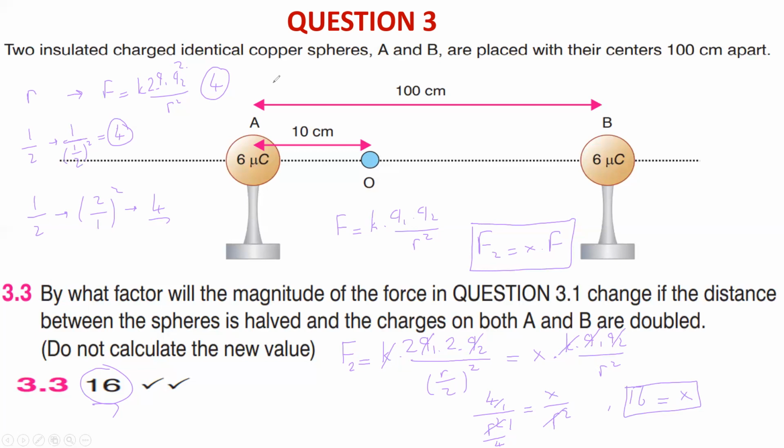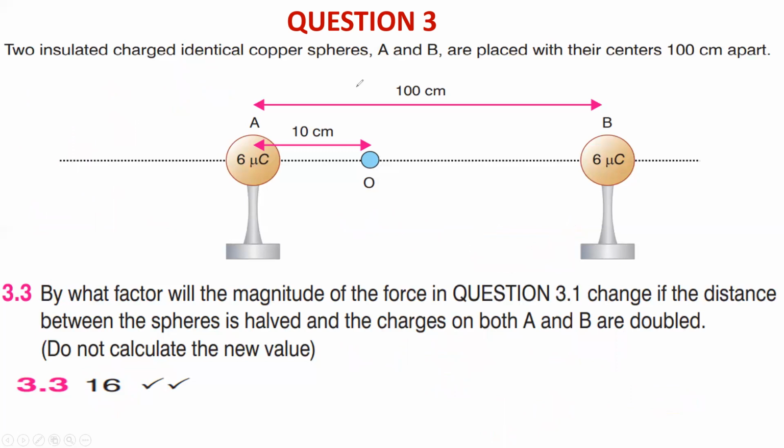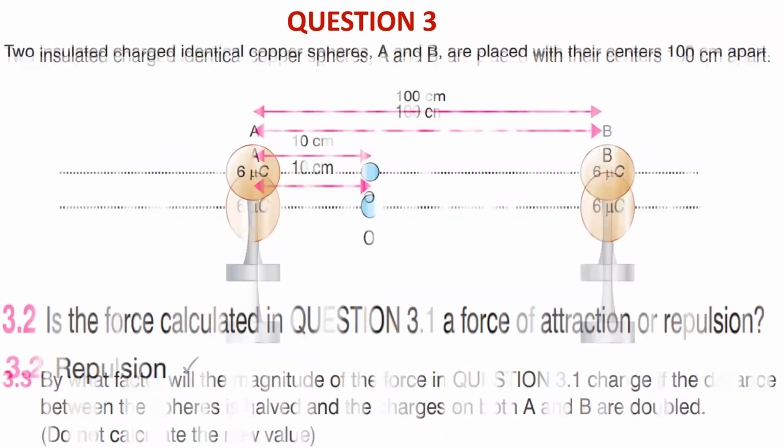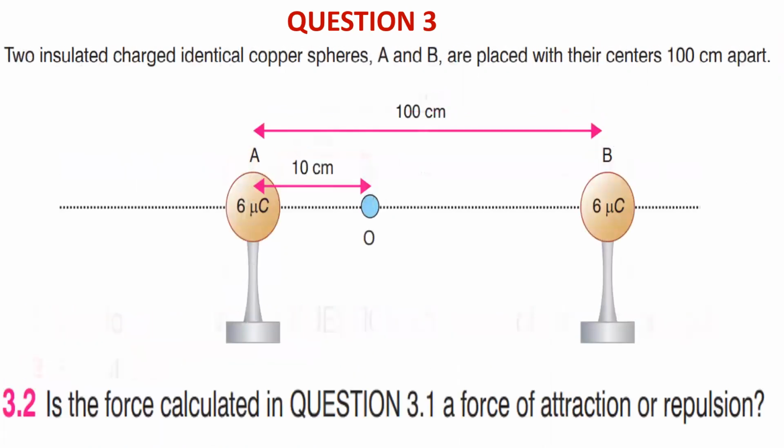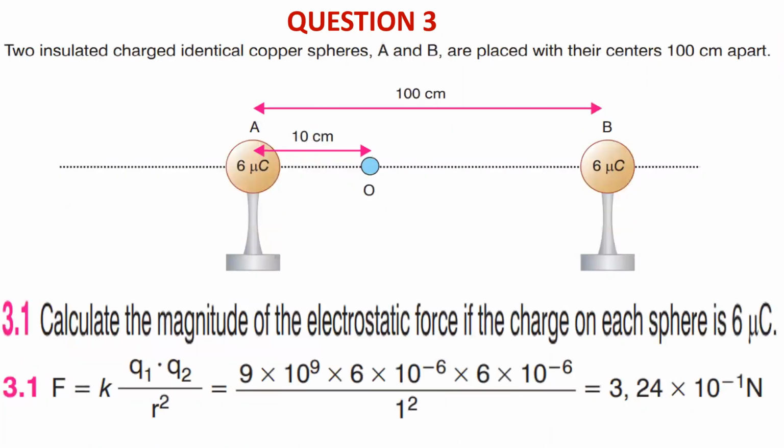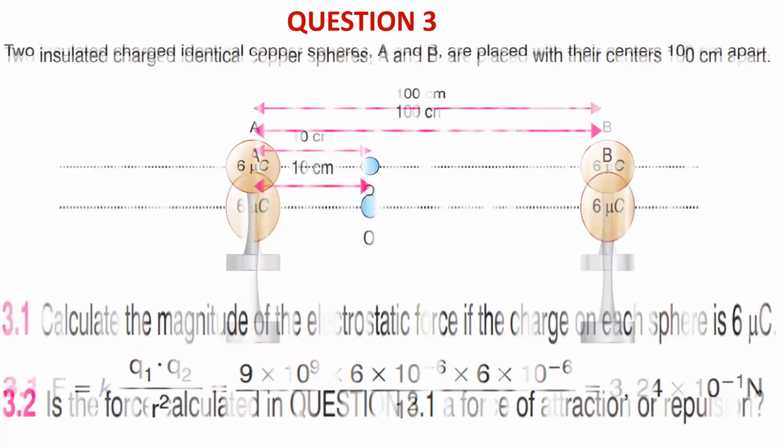Another option we have for this kind of questions: you can calculate for the first position. It is a long way, but it's another option you can try. We calculated already, right? What was our force? We calculated already for 100 centimeters. Let's see now. It is 3.24 times 10 to the power of negative 1. Okay, this is our force.